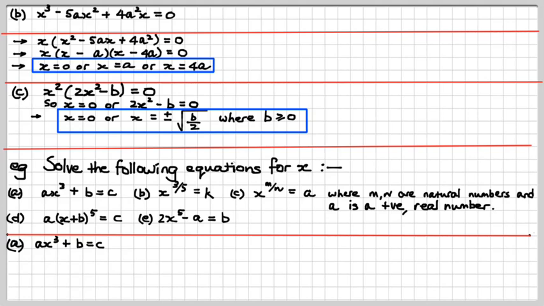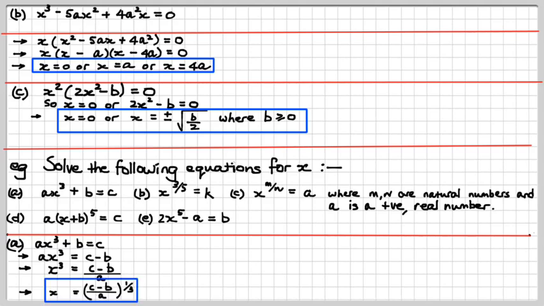So here's a. What are we going to do with that, guys? Well, I think we subtract b from both sides and divide by a and then see what we get. x is just the cube root of all that stuff on the right-hand side. Excellent. Pretty easy, eh?